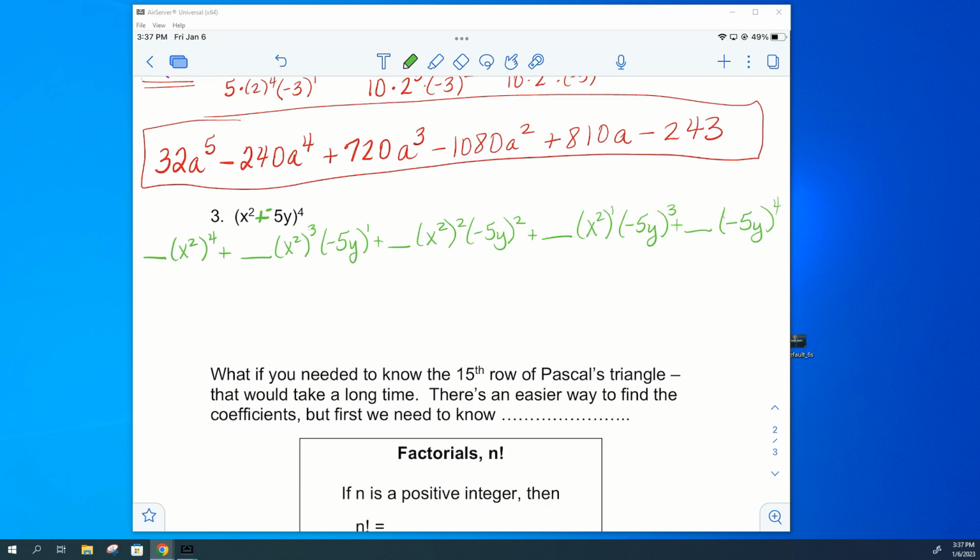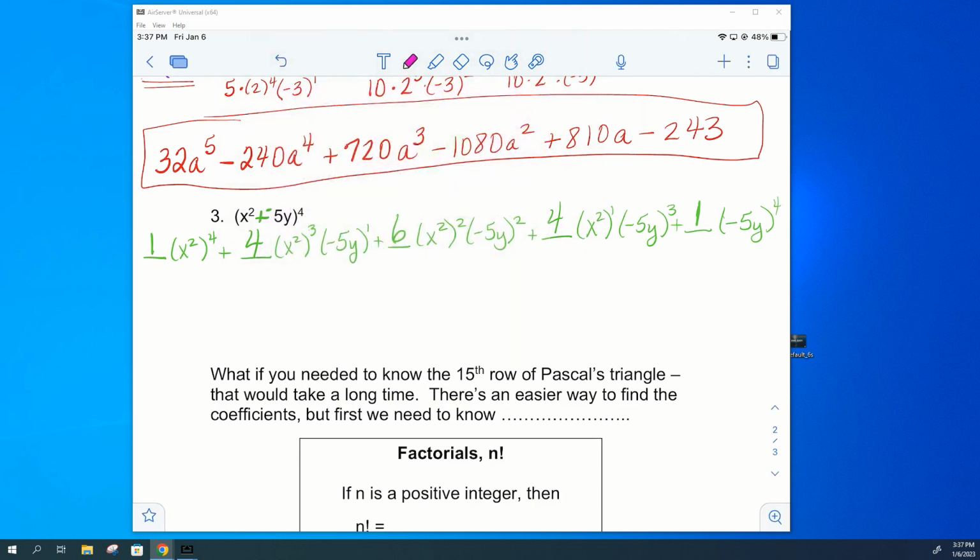Again, the x squared is 4, 3, 2, 1, 0. The -5y, 0, 1, 2, 3, 4. Perfect. Now let's do your numbers. The first and the last, always 1. The second and second to last, always 4. And I bet you remember that last one. And that's a 6.